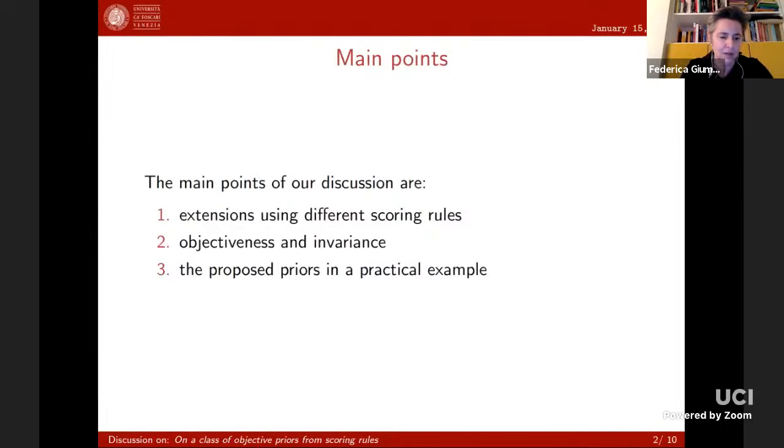So in my discussion, I will consider 3 points. First of all, I'd like to talk a little bit about possible extensions of the proposed method. And then I'd like to comment on some important properties of the prior densities, in particular objectiveness and invariance. And then I would like to finish my discussion with a practical example, an application of the proposed method.